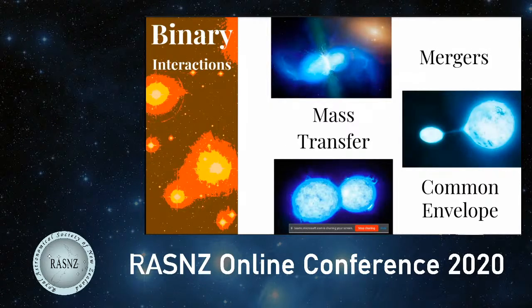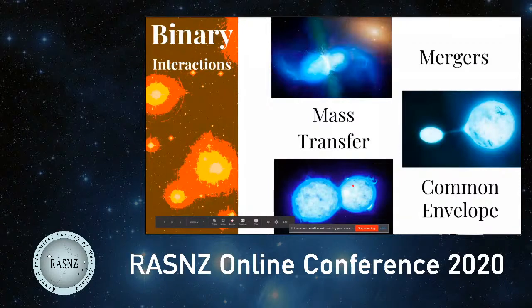Now, binary interactions come in multiple flavors. You've got your mergers, pretty self-explanatory. You've got your mass transfer. So when a star gets too large or comes too close to its companion, its outer envelope gets stripped and accreted onto the companion star. Now, if that mass transfer happens too quickly, so too much matter tries to accrete onto the companion, you end up with a big amount of stellar material just accumulating around both stars, and you get what we call a common envelope.